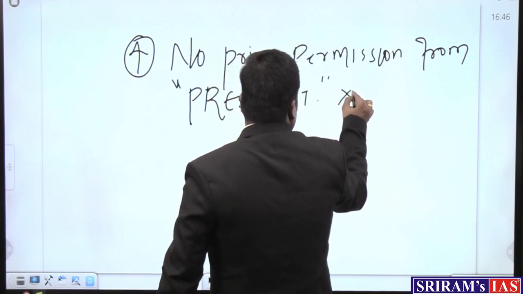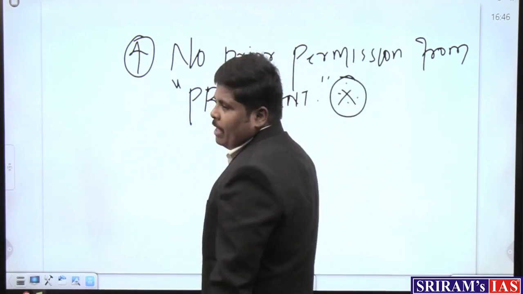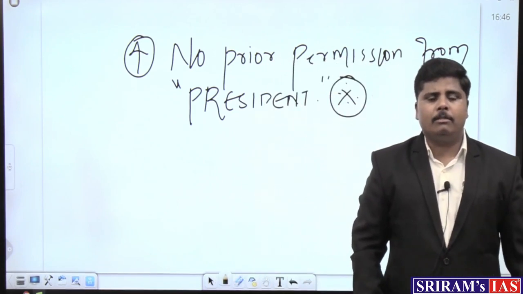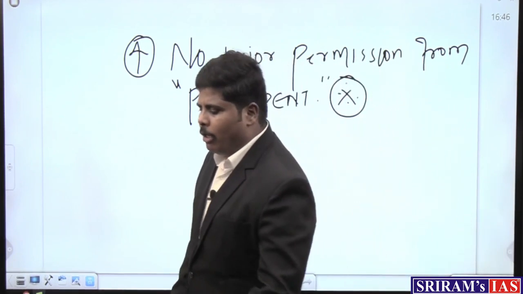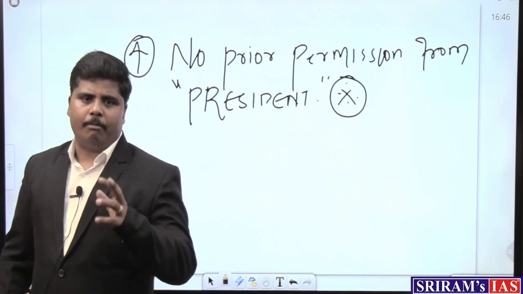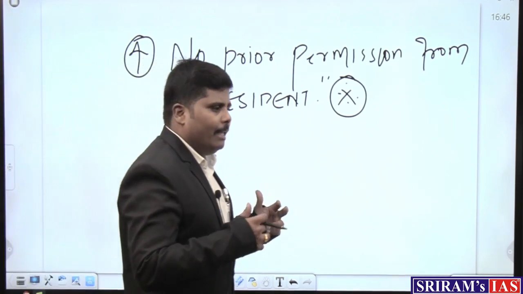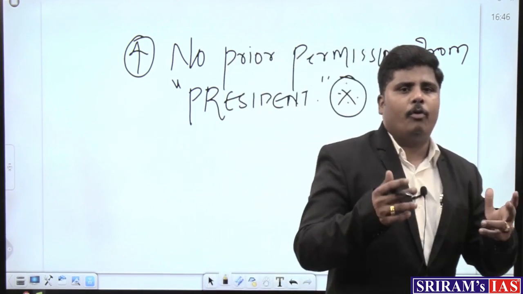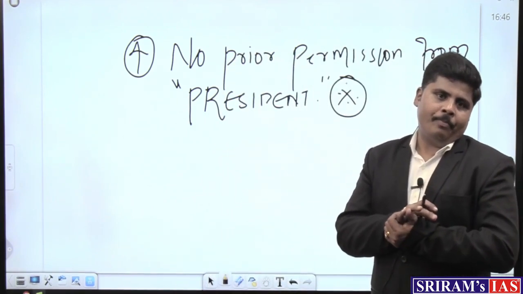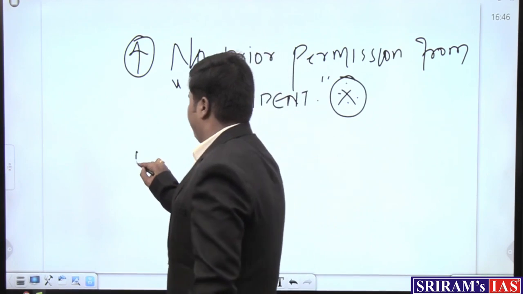So, remember this point, very important. Prior permission of the President is not required. So, you need not have a separate permission. Without having the President of India's permission, we have the right to move forward and go for the amendment of Constitution. Next one, point number 5.